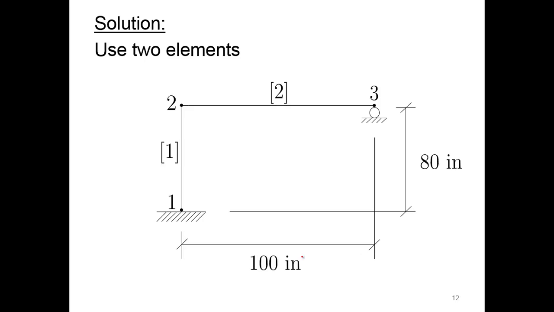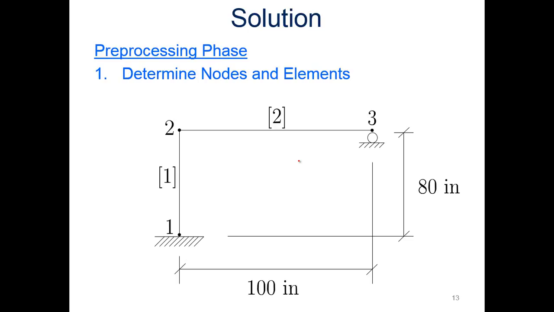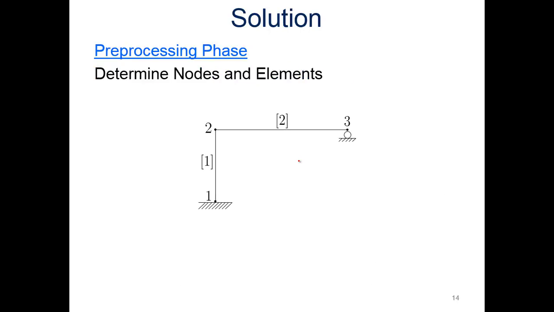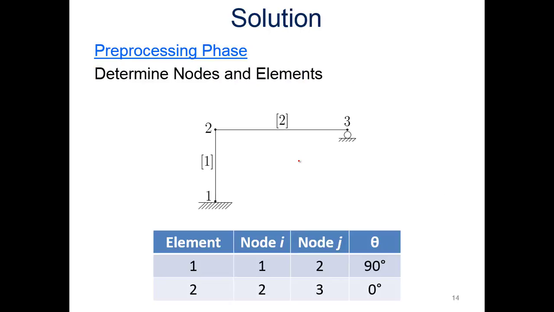All right, so here we go. Solution. First, we need to discretize this thing and get it into our nodes and elements. So we've got node 1, node 2, node 3, and then element 1 and 2. For the pre-processing phase, we still determine the nodes and elements, so we've done that. And we also want to locate those, because we're going to need to know theta, the angle, when we ultimately figure out our transformation matrix.